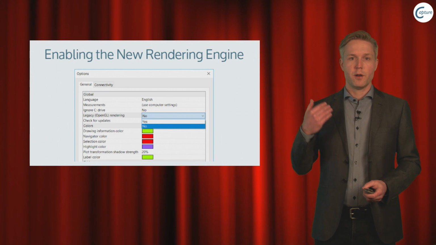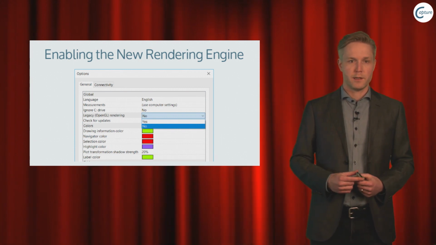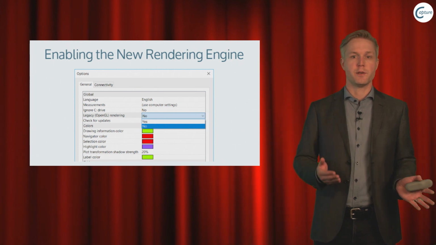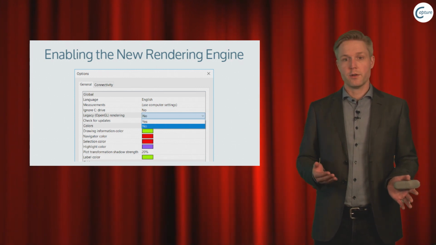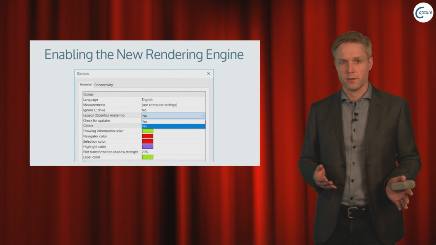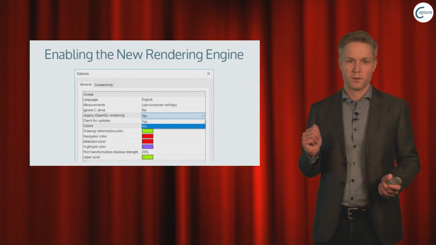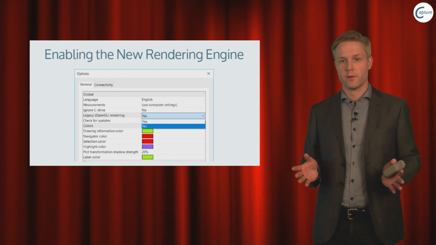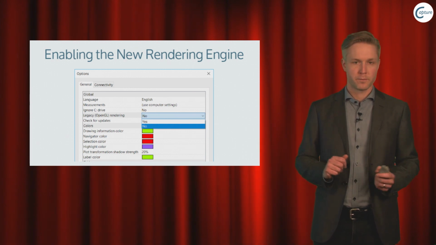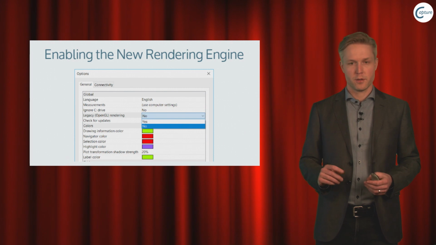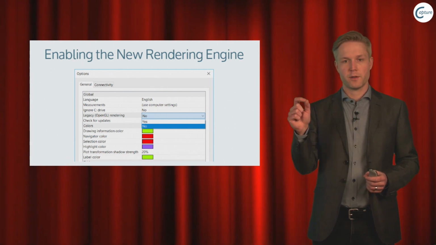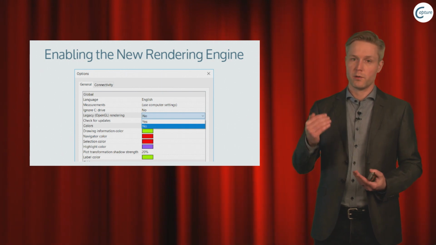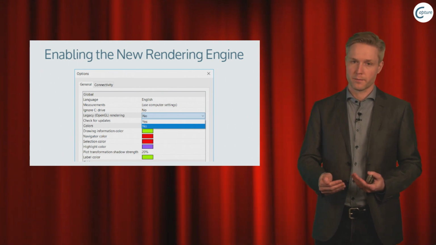So when you download and run Capture 2018, it will by default be running the old rendering engine, which is OpenGL based. In order to enable the new rendering engine, you need to go into the Capture options and change the setting called Legacy OpenGL Rendering to No. And then when you start Capture, in the title bar of Capture, it should no longer read OpenGL. In that case, you will be running the new rendering engine.